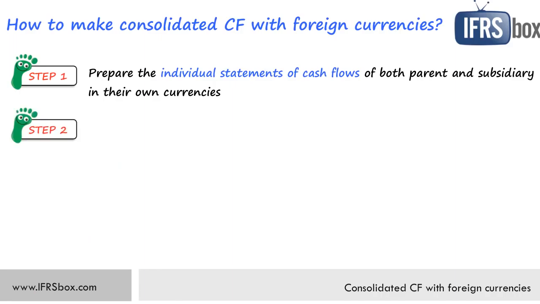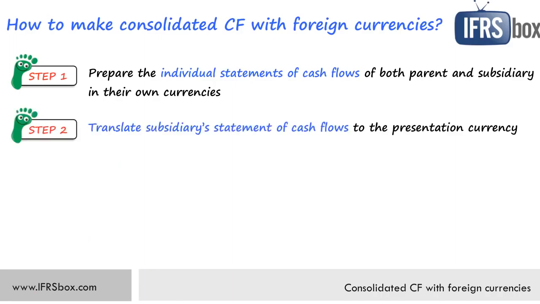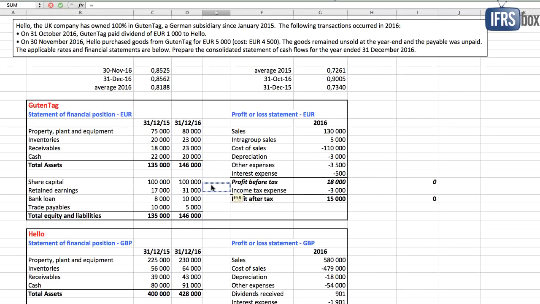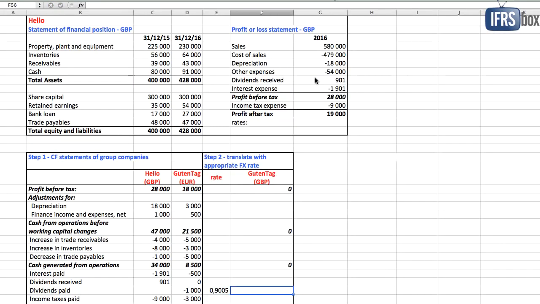Step number 2, we need to translate the subsidiary's statement of cash flows to the presentation currency, and in this case we assume it's going to be the parent's currency, so we translate euro cash flows to British pounds. What rates do we use? Where possible, we use the transaction date rates, otherwise average period rates. We can use the transaction date rate for dividends paid by Gutentag to Hello, that was on 31st October, so we use 0.9005.